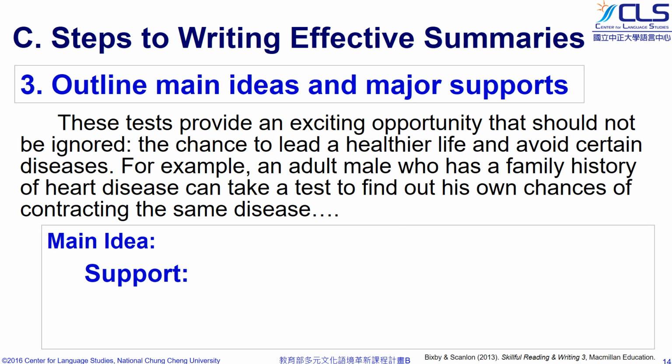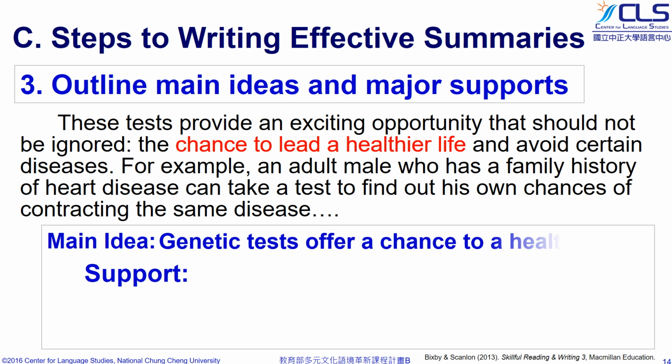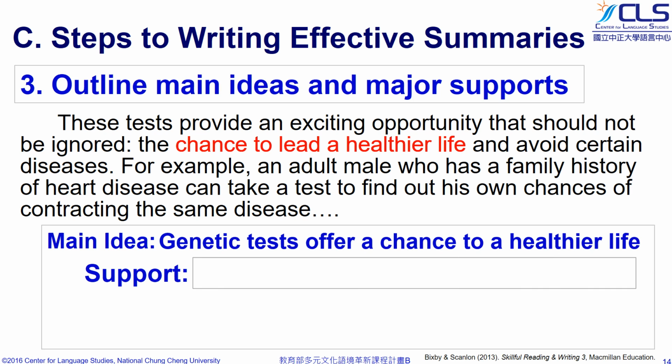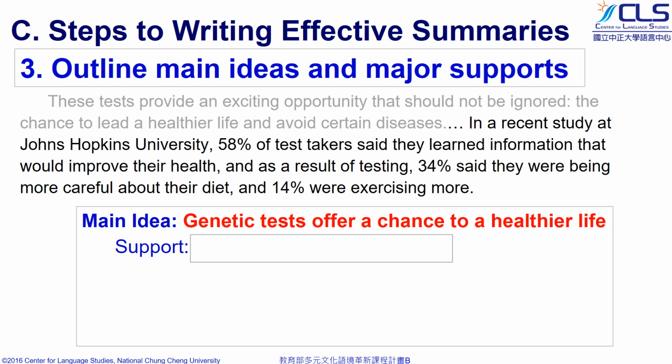For example, in this body paragraph, the first sentence is the topic sentence that states the main idea of the paragraph, which is the chance to lead a healthier life. So in the top space of the outline, we can write down the main idea in our own words. With this main idea, the next step is to find the supports. So in this paragraph, the author actually includes a stronger support for the main idea, which is a research study conducted at Johns Hopkins University.